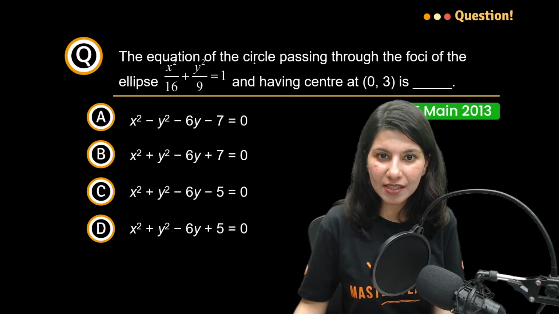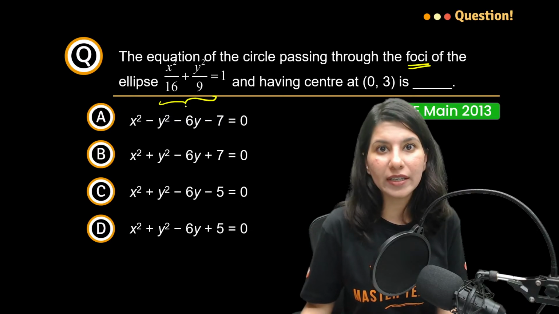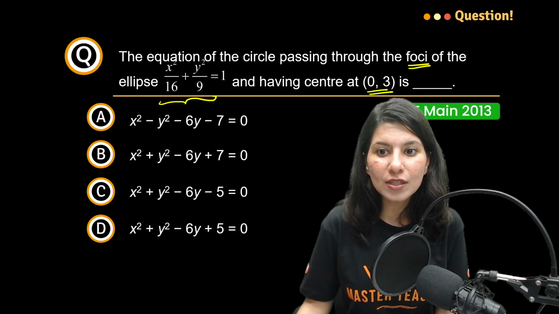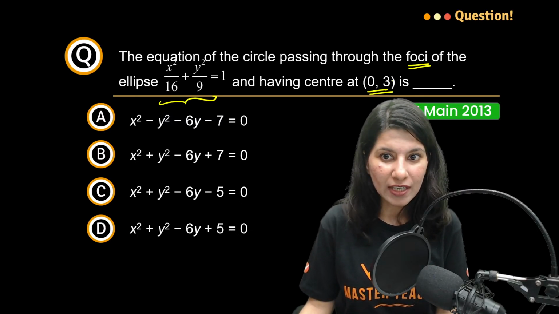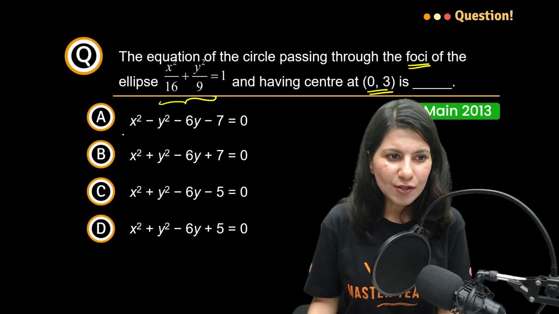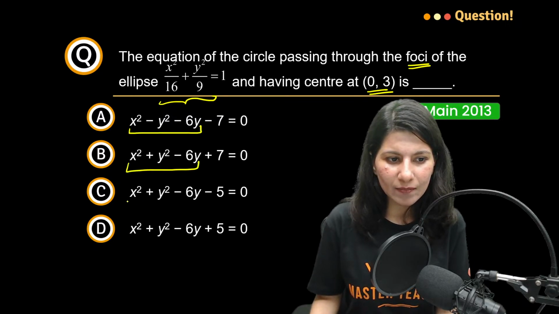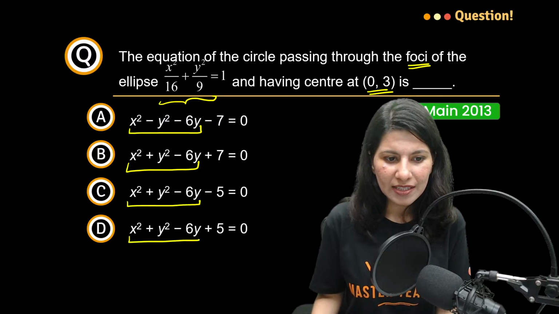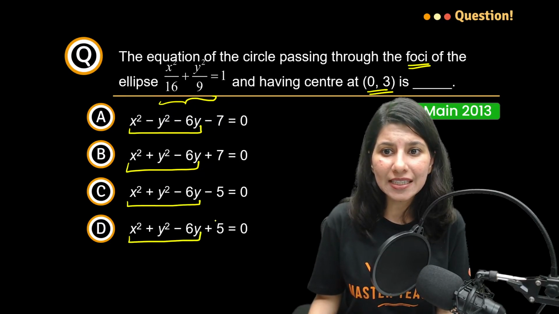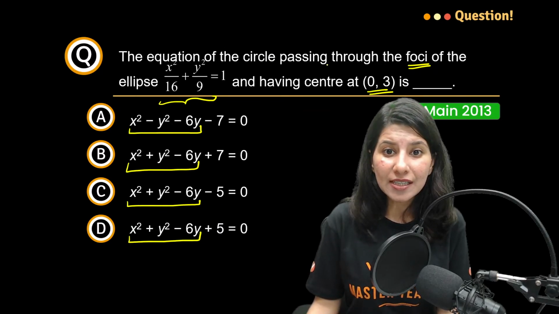Equation of a circle passing through the foci of this ellipse, and having center on 0, 3. So, the center of this circle is 0, 3 clearly. So, we can see that a center at 0, 3 will have this portion exactly the same. Can you observe this? This is exactly the same, only the constant term differs. So, the circle passing through the foci.